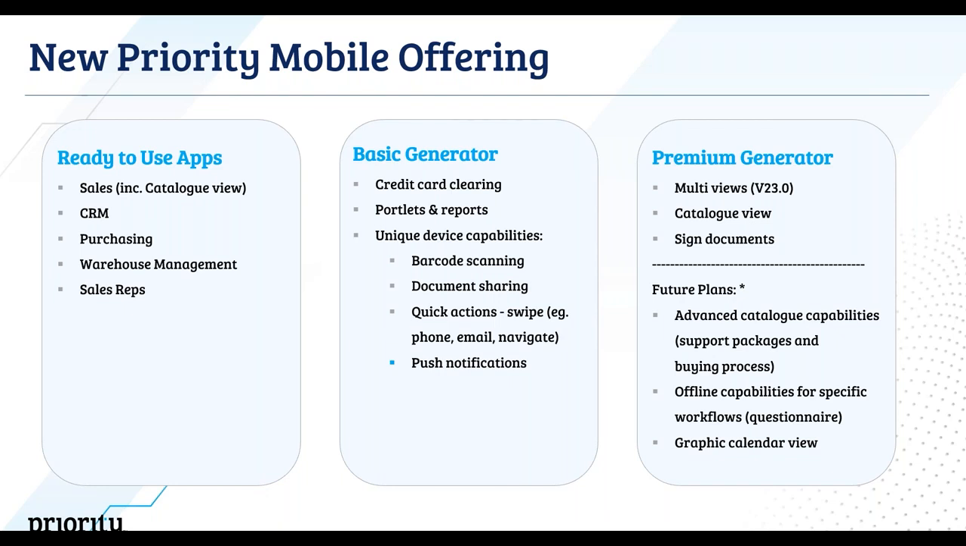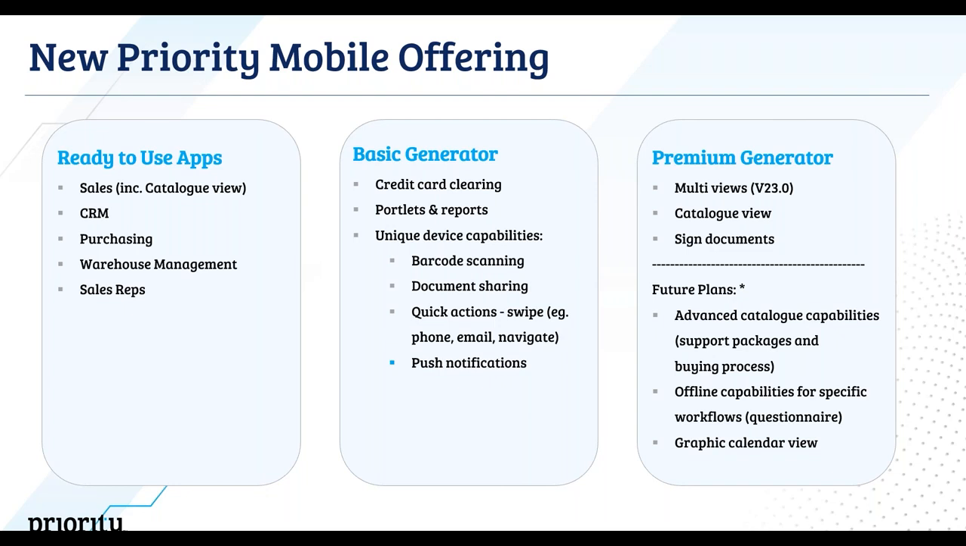The basic package, the one in the middle, will include the basic functionality needed to work with apps, which is basically being able to work on Priority using a mobile device and while leveraging the device's unique capabilities, like placing a call from the app, scanning a photo.